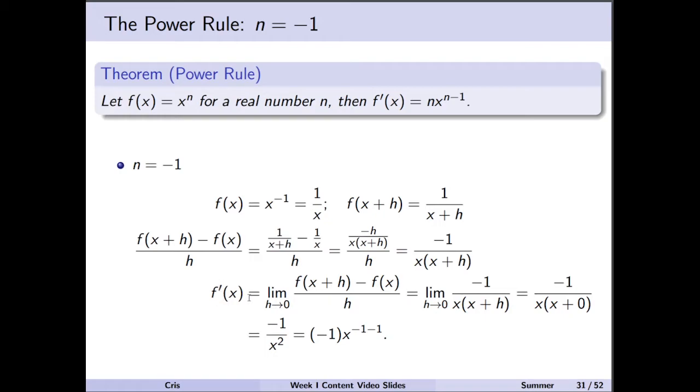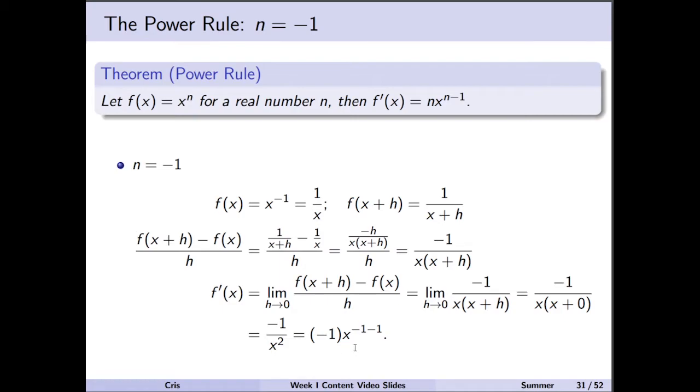If we now take the limit of this expression, f prime of x is the limit of this average rate of change as h goes to 0, we can just plug in h is equal to 0. What does minus 1 over x times x plus h get closer to as h gets closer to 0? Well, it gets closer to minus 1 over x times x plus 0. So the derivative of 1 over x is minus 1 over x squared, which is what the power rule predicts.